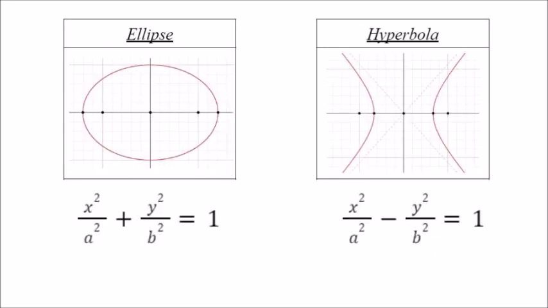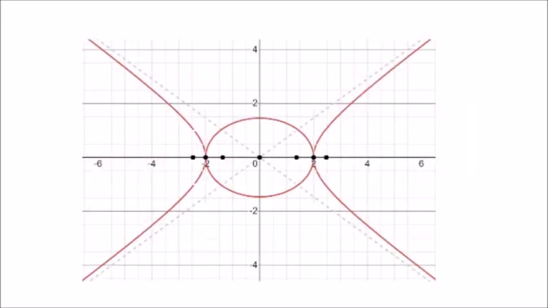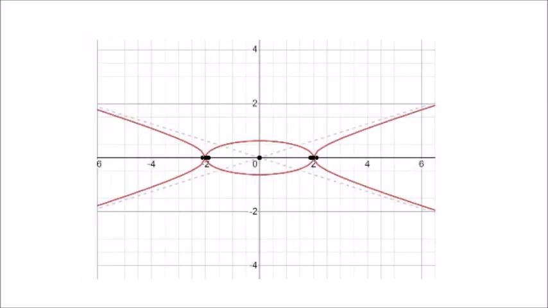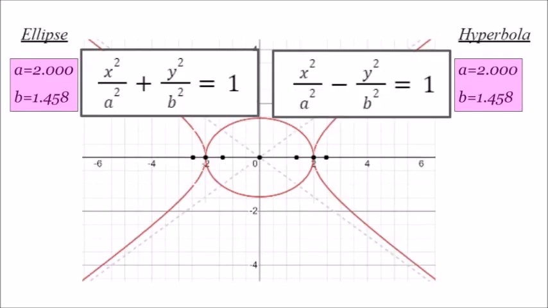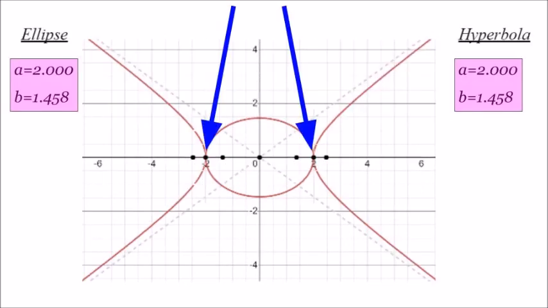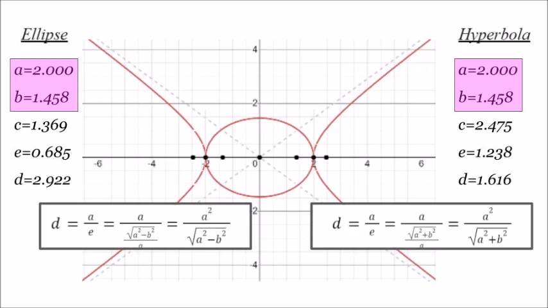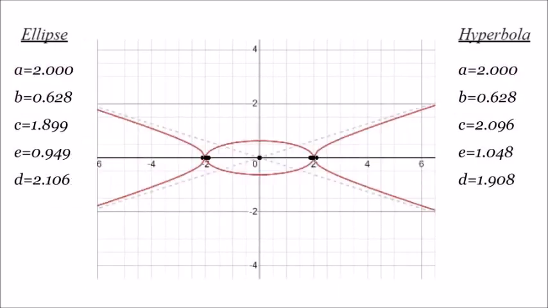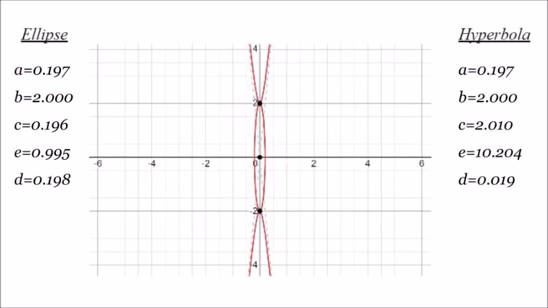I know. Let's graph these guys with the same a's and b's. So we're going to have the same a's and b's, only changing the sign. Okay, a is the intercept, and that's why they touch. Reminders about c, e, and d. Let's go. That was fun, I think.